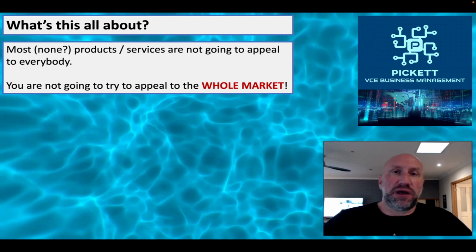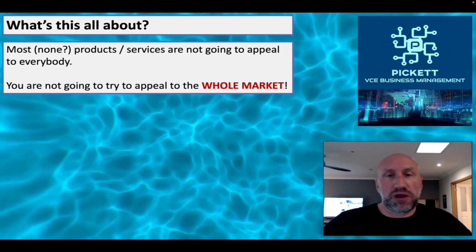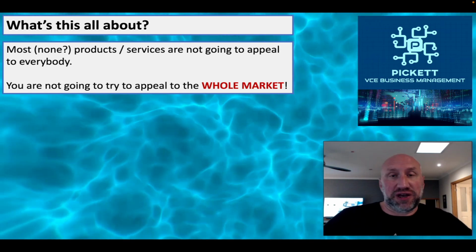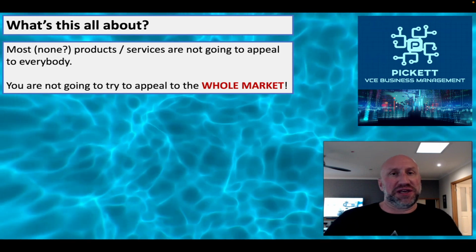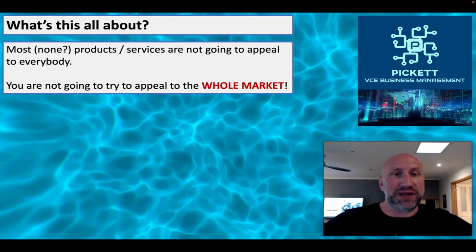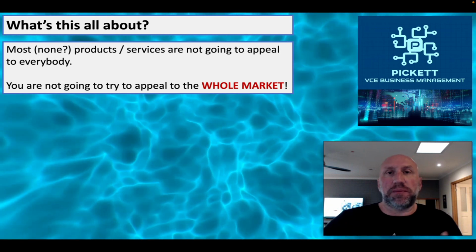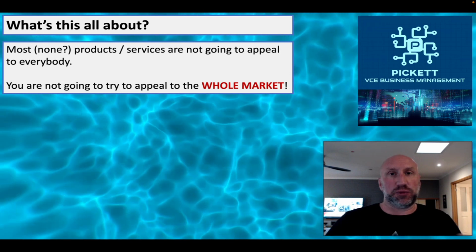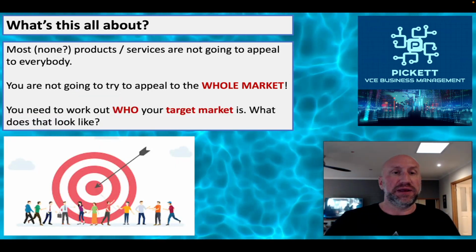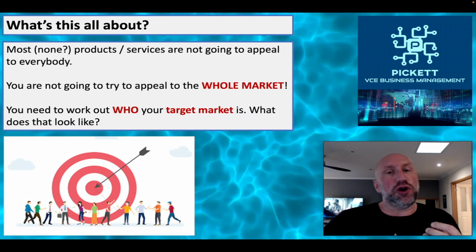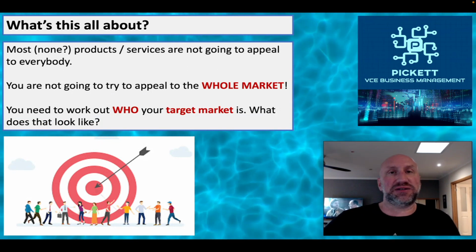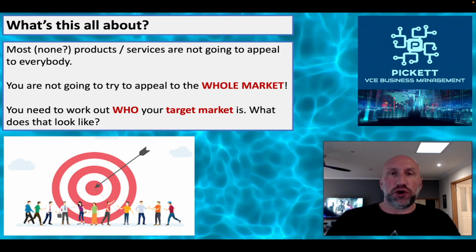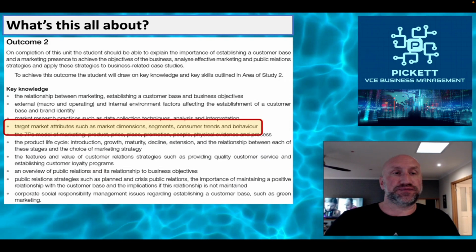What's this all about? Basically, most products are not going to appeal to everybody. And I've put none in brackets if you can think of any, but I can't think of anything out there that is going to appeal to absolutely everybody. So when you are coming up with your marketing plans, you're not generally going to be appealing to the whole market. In other words, everybody out there. So what you need to do is work out who your target market is. What does that look like for your business? So target market, who you are aiming to sell to.